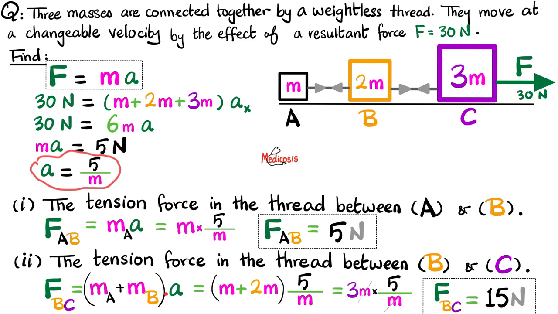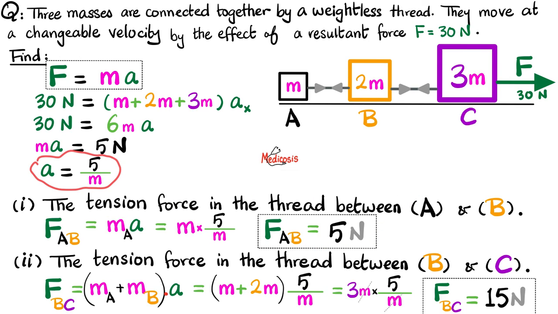Force equals mass times acceleration. Which mass? The mass of A only, because this thread is only affecting this box. So the mass of A is m, and what is acceleration? We just found out that this is 5 over m. Let's cancel this m with this m. So the tension in the thread between A and B is 5 newtons. And this is the answer for the first part.